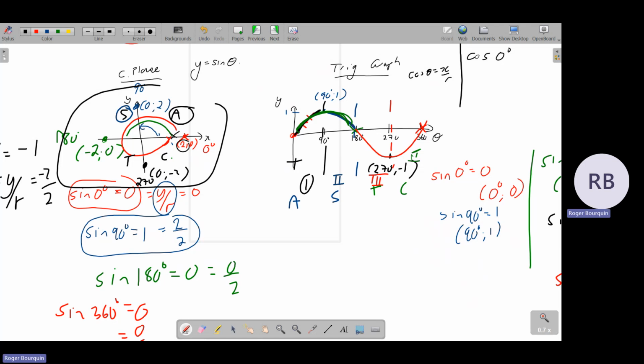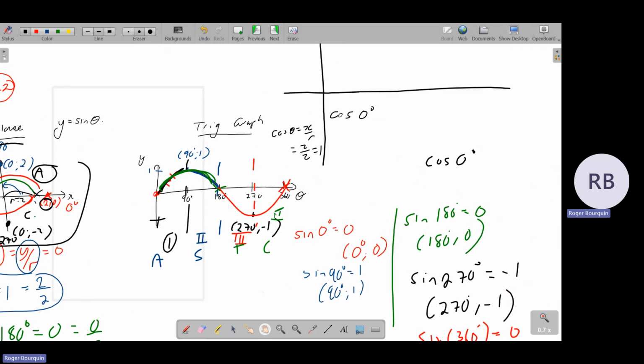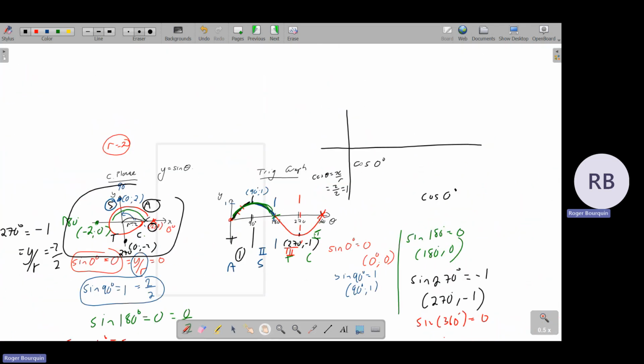At 0 degrees, if I'm working with a radius of 2, the x coordinate must be 2, right? And what's the radius everywhere? Your radius everywhere is 2. It's going to be 2 over 2, which is 1, right? So cos of 0 degrees is equal to 1. So if I'm drawing a cos graph, what's the point? 0, 1, right? Which is over here.